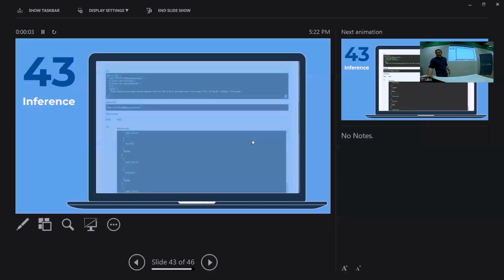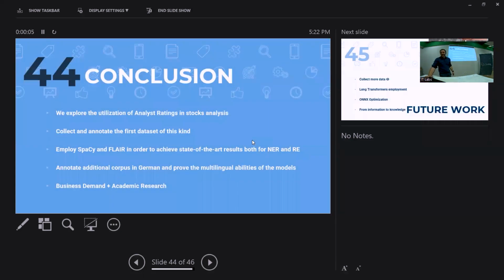I shared the Swagger output, the JSON output, sorry. What is the conclusion? I think I'm on time. What is the conclusion about the work we did?